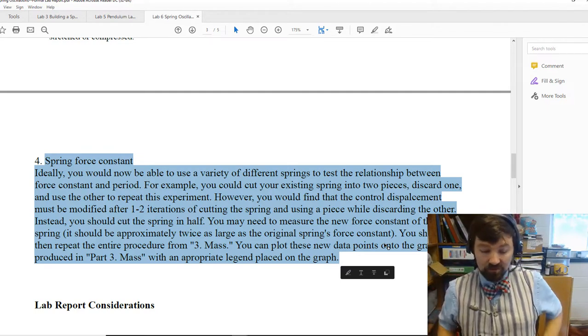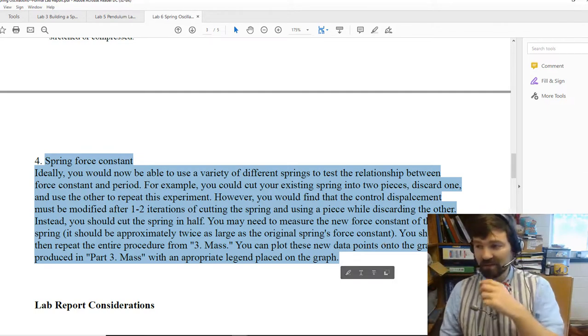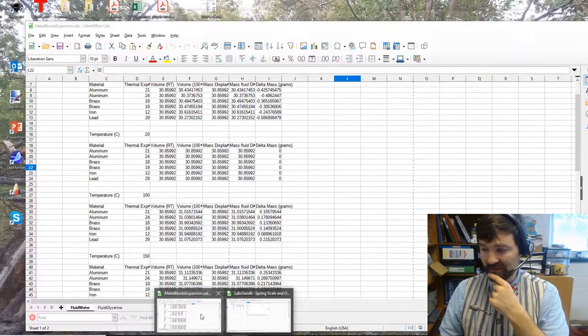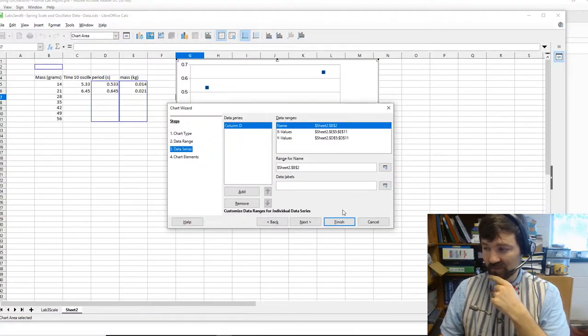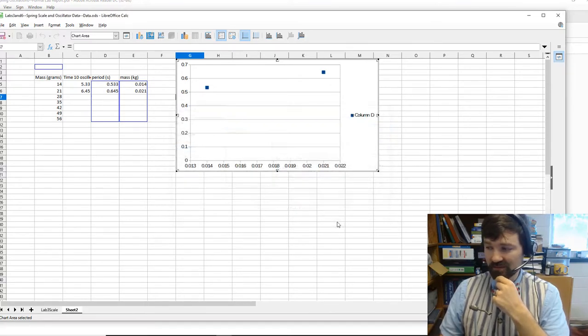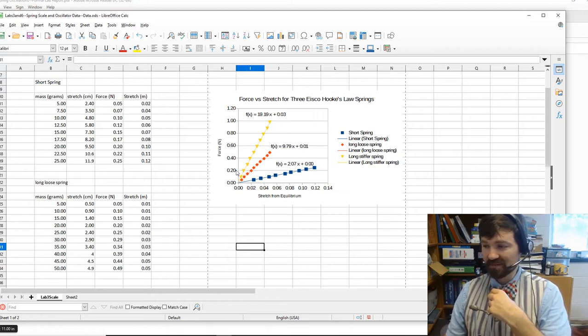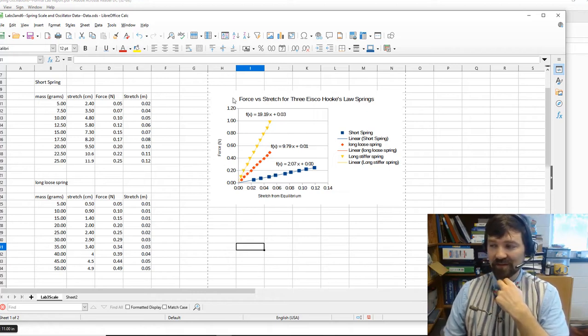And you'll want to measure the new spring constant. If you haven't already done that, you were supposed to have in lab 3. I actually did this for all three springs, and I end up with a graph that basically looks like this graph that's shown here.